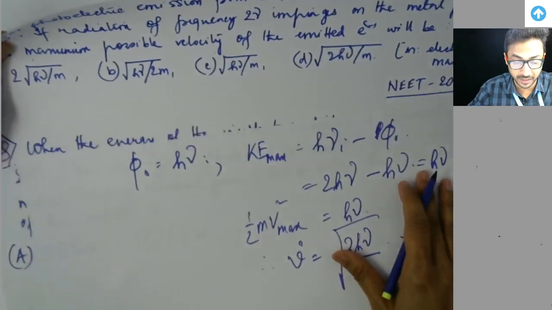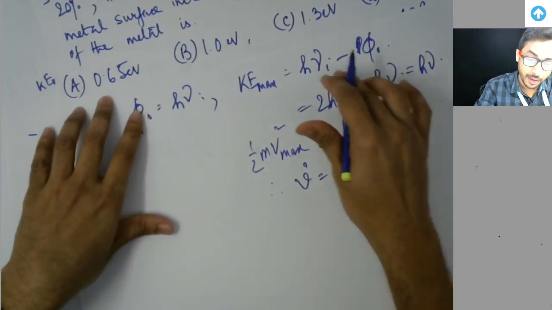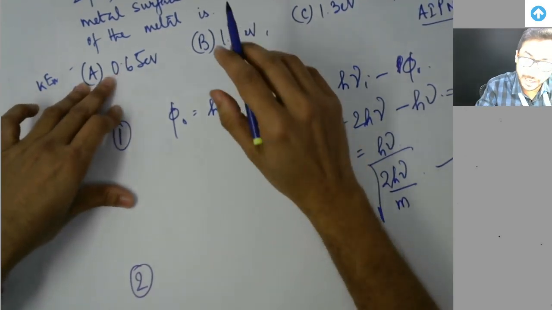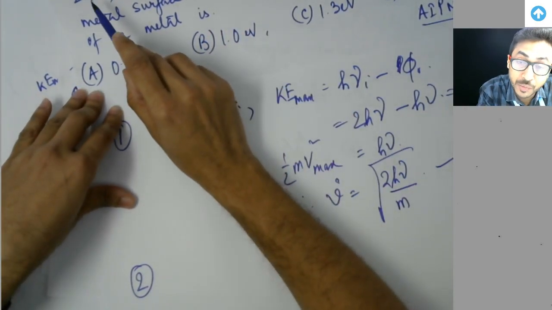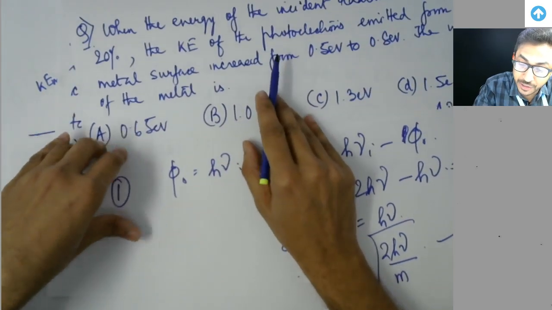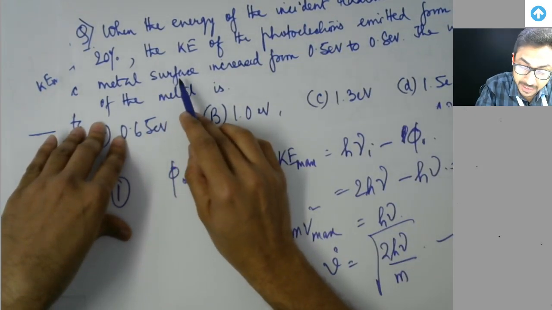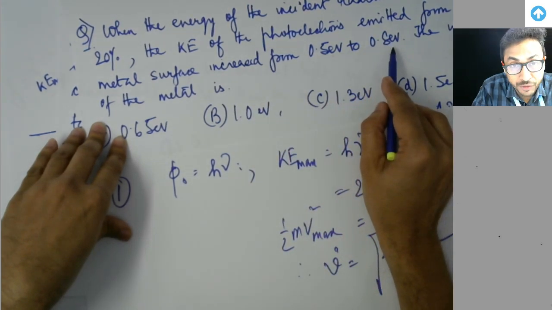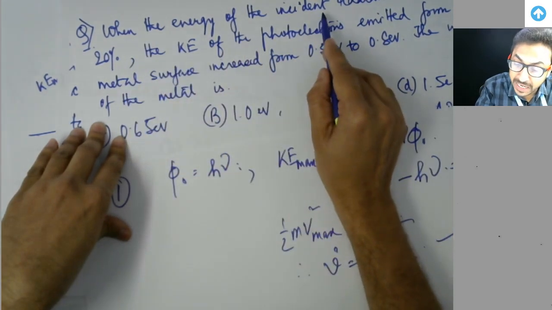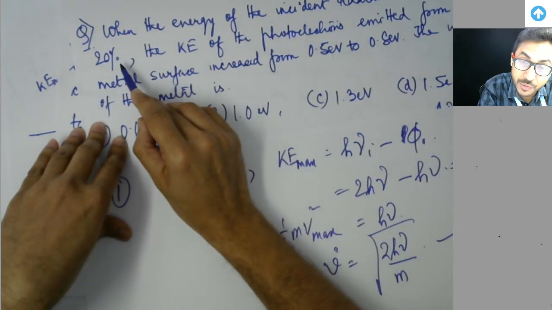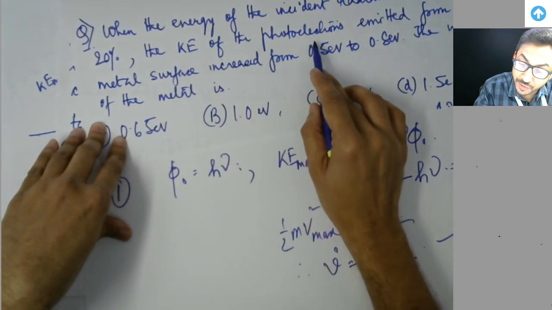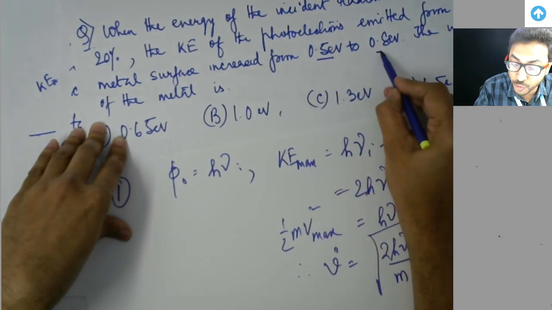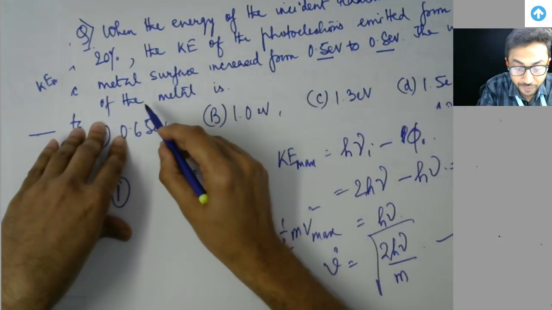This is a very simple and straightforward question. Let's go on to the second question. When the energy of the incident radiation is increased by 20%, the kinetic energy of photoelectrons emitted from a metal surface increased from 0.5 electron volt to 0.8 electron volt. The work function of the metal is.